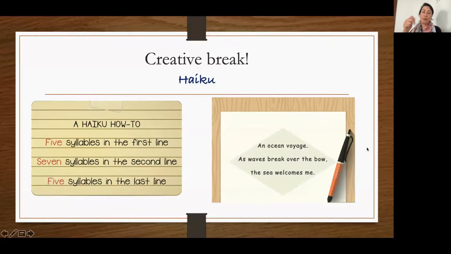An ocean voyage, 5 syllables, as waves break over the bow, 7, the sea welcomes me. So we see 5, 7, 5. It's short, only 3 lines. It's a poem. It doesn't need to rhyme.